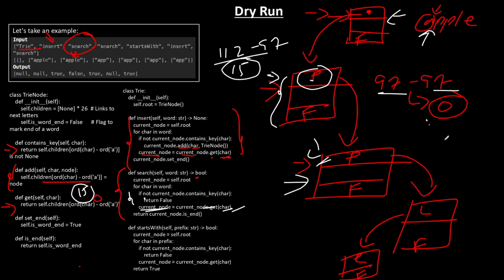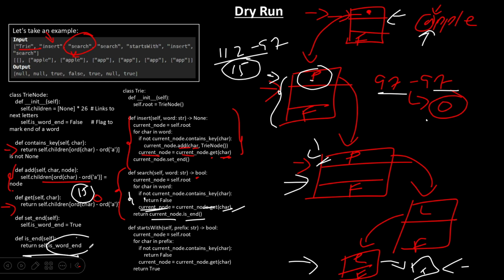It will keep on going like this, and at the end we will be standing at E's reference. Is the current node the end, right? This is the last reference node for E, if you remember. So we will return this, and since it is true, it will return true. That's why we got true here. Similarly, it will happen for the others.